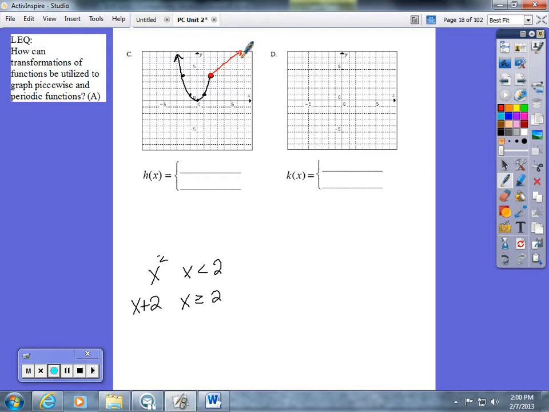Now, yesterday I asked you a question about continuity. I said, is this function continuous? Try to visualize what that piecewise function looked like from yesterday. It was a parabola and a line, but they weren't connected. Some of you said yes, it was continuous. Some of you said no, it wasn't.